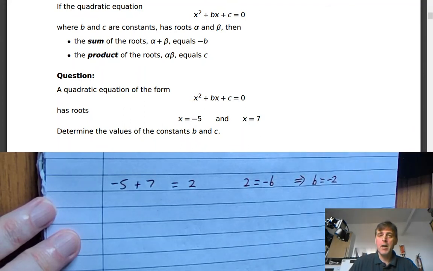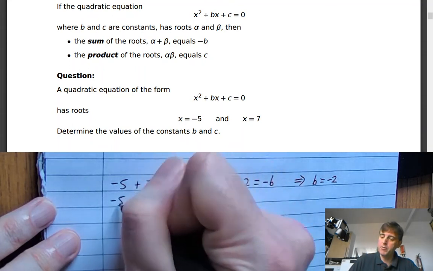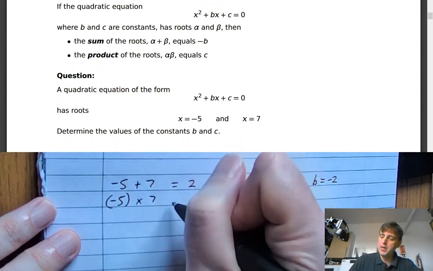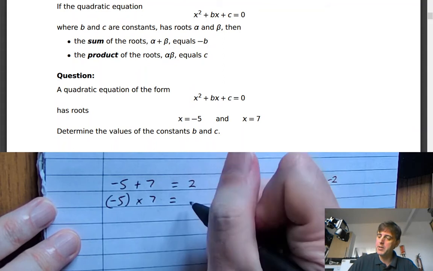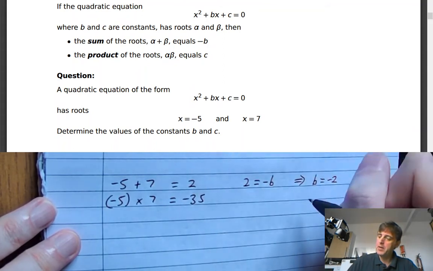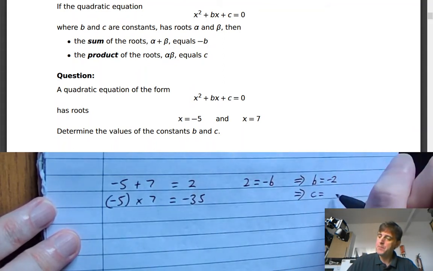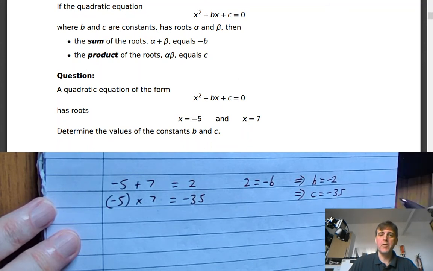Okay, now let's see if we can find the c. Well, the c is going to be the product of the roots, so we're going to take the two roots and multiply them together. In this particular case we get minus 35, so c is minus 35.